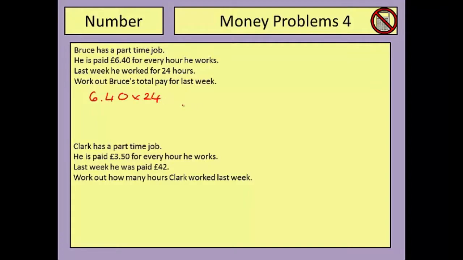Now that's quite a difficult problem to solve without a calculator, so I'm going to go to one of my favourite methods, the grid method, and I'm actually going to work out 640 and I'm going to multiply this by 24. There is a video on grid multiplication. I'd suggest you look that up if you're not sure where 640, 20 and 4 came from.